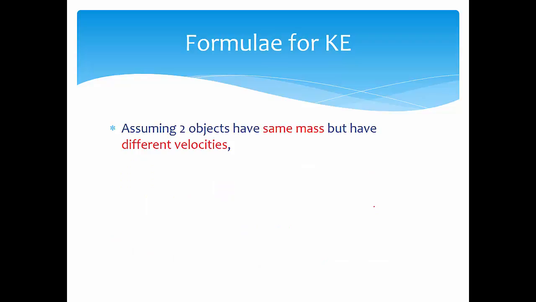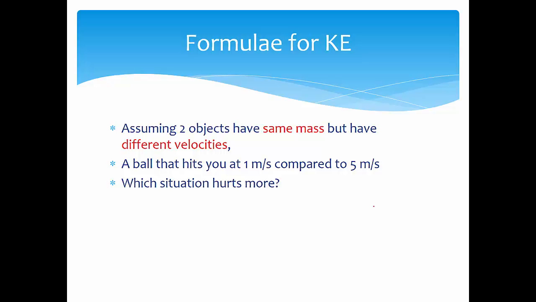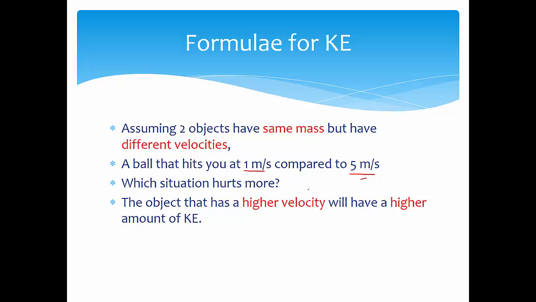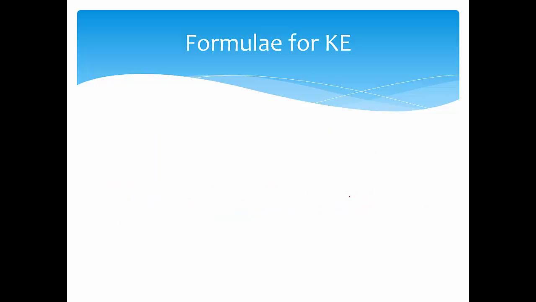Assuming that two objects have the same mass but different velocities, for example, a ball that hits you at 1 meter per second compared to 5 meters per second. Which situation would hurt more? A ball that hits you at 5 meters per second would hurt more than at 1 meter per second. So this shows that an object with a higher velocity has a higher kinetic energy.